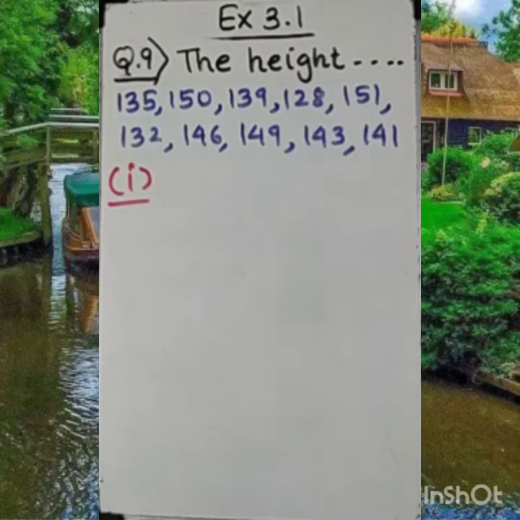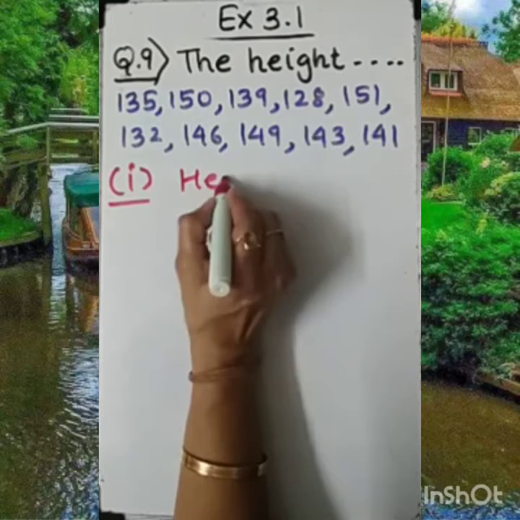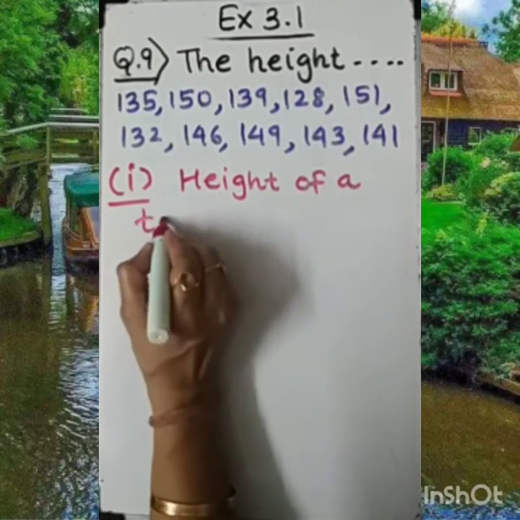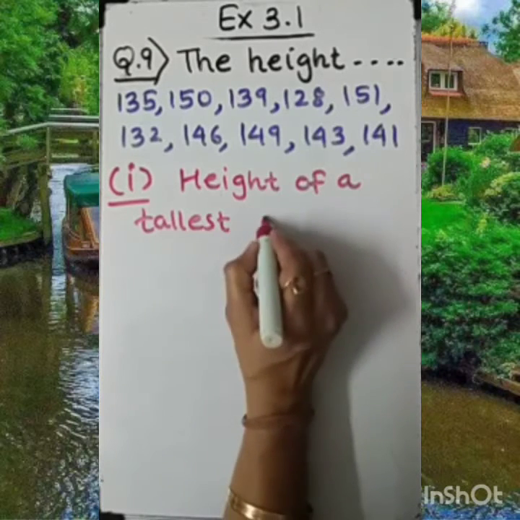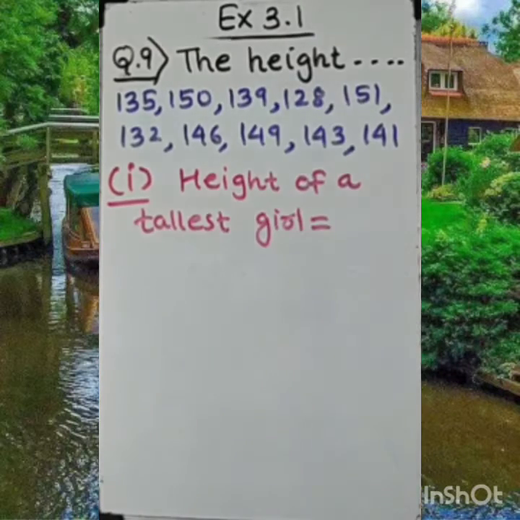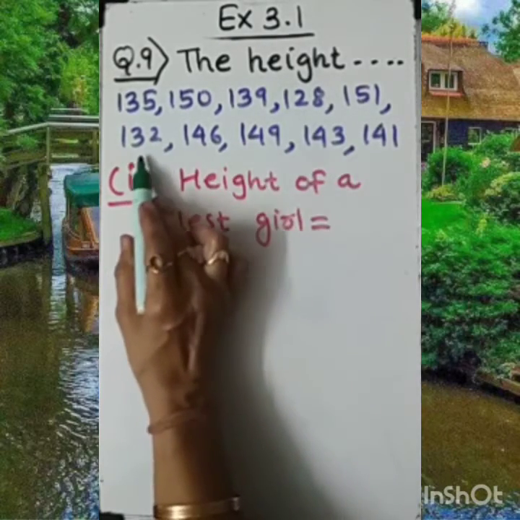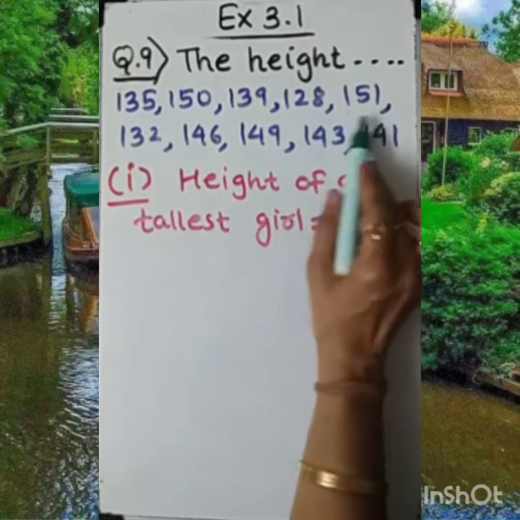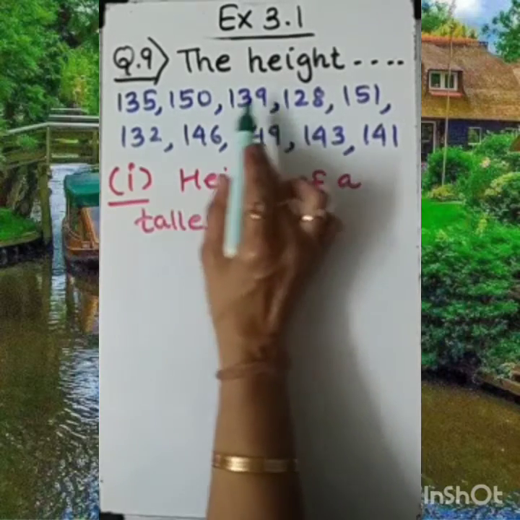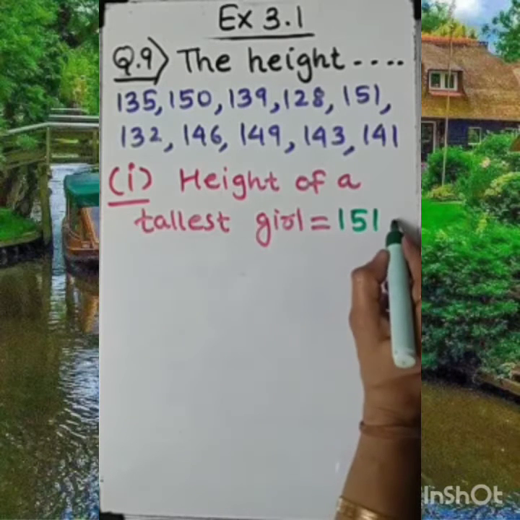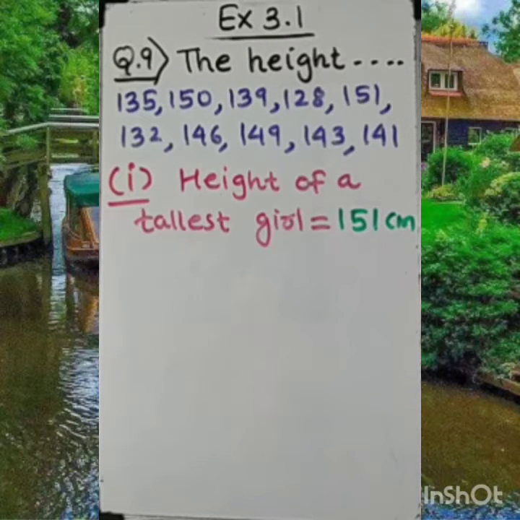Height of a tallest girl. So we need to write here, height of a tallest girl is. Now let's observe this carefully. Out of all these observations, the tallest girl which we can see here is, I think, 151. Okay, 151 centimeter is the highest here. So I need to write height of a tallest girl is 151 centimeter along with the unit.